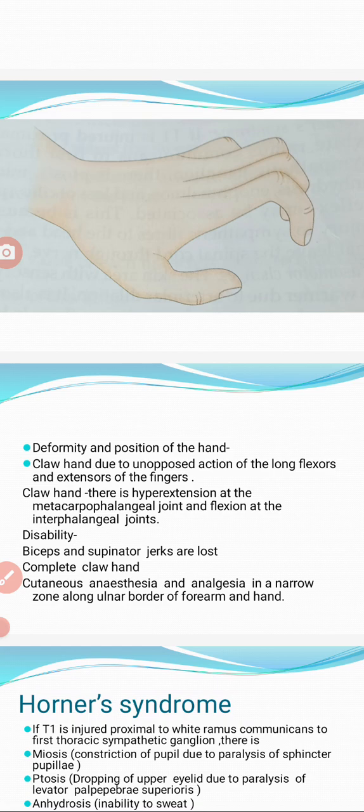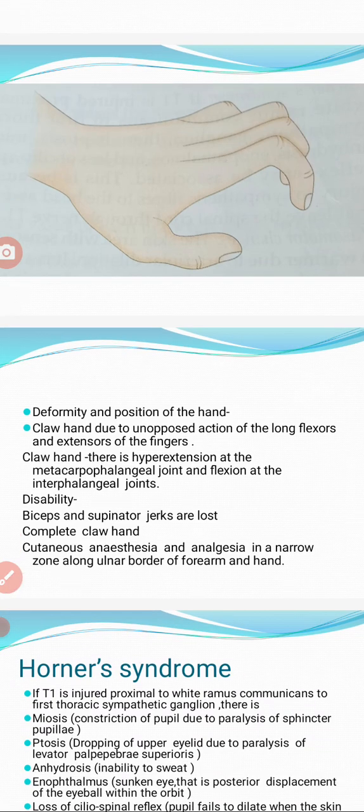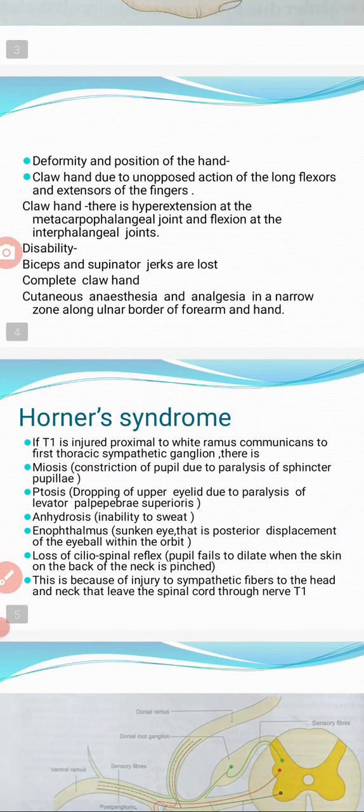Now the disabilities: the biceps jerk and supinator jerks are lost, there is a complete claw hand, and there is cutaneous anesthesia and analgesia in a narrow zone along the ulnar border of the forearm and hand.